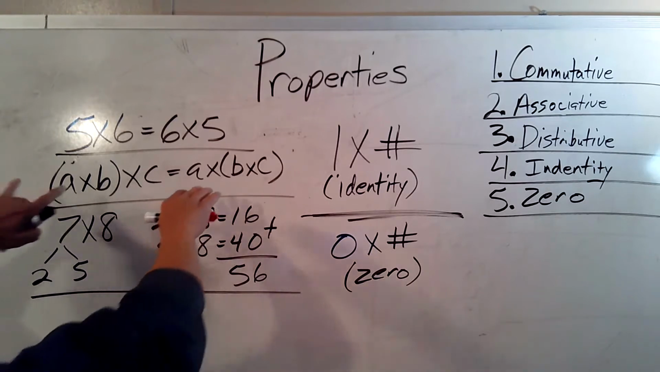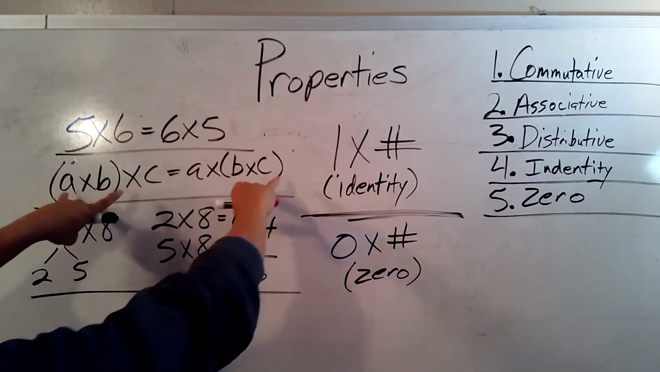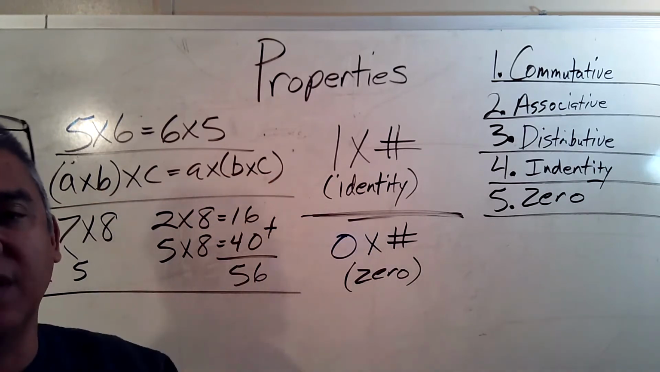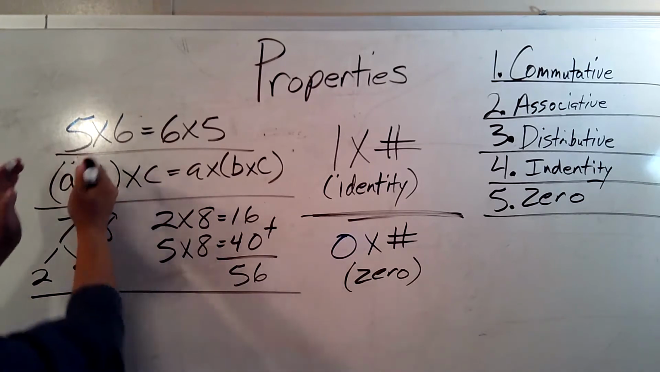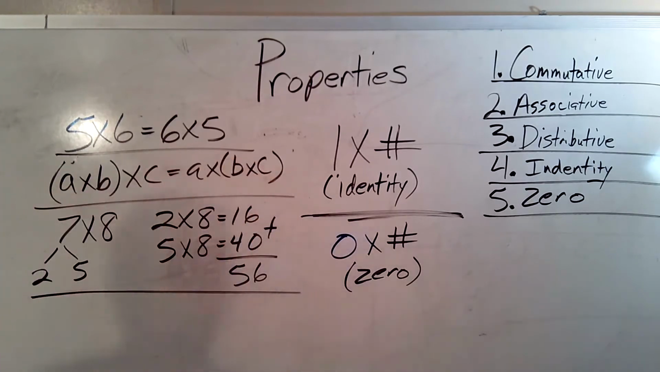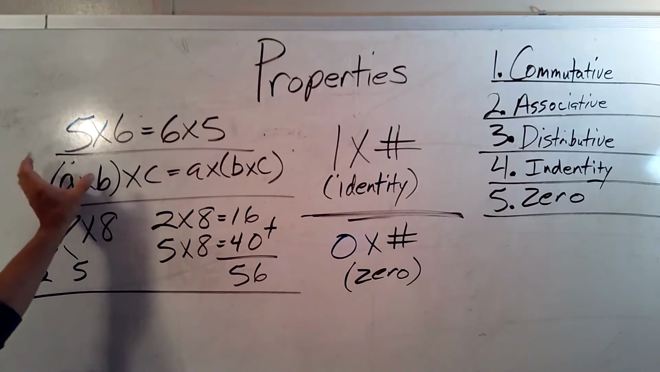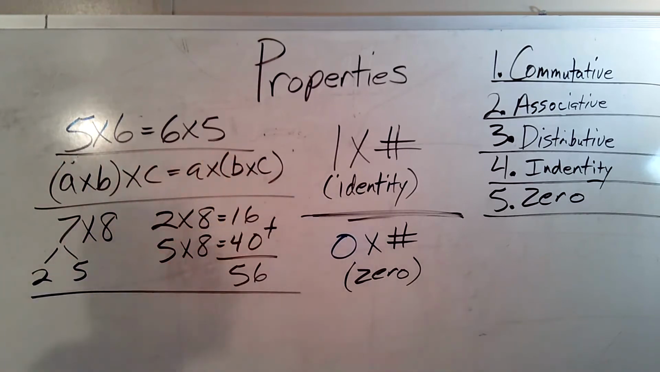So what do we see? We see the parentheses. The parentheses is saying, hey, I'm associating. I'm playing with this one right now. So when you see those parentheses like that, that should tell you I am talking about the associative property. Okay? Now the next one, distributive.